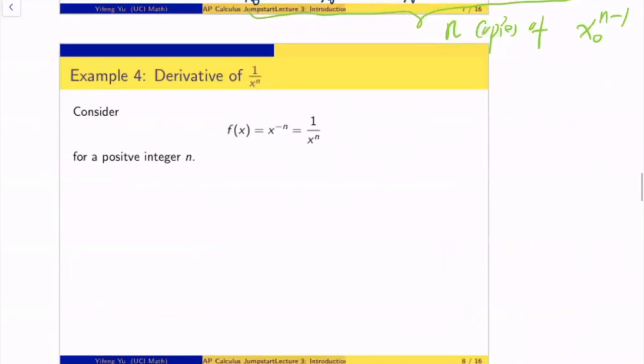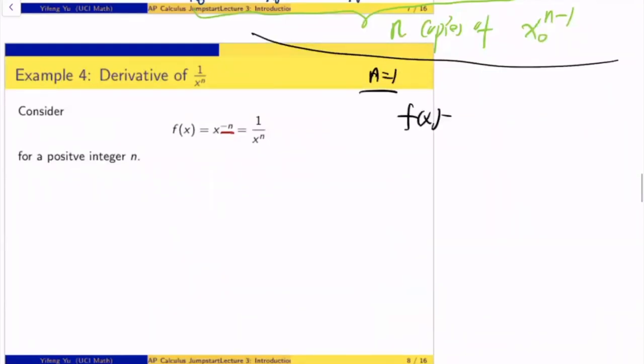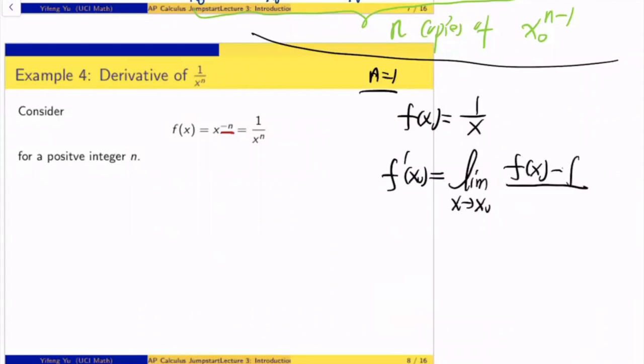Next, let's look at the reciprocal of x to the n. This is a negative power, so how should we do it? Again, let's just use the definition. Let's start with n equal to 1. We say f of x is 1 over x, and I want to calculate the derivative at a point x zero. By definition, we just take the limit as x goes to x zero of f of x minus f of x zero over x minus x zero.